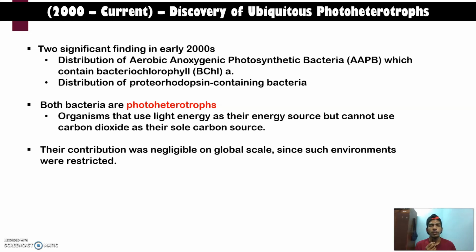Next, the discovery of ubiquitous photoheterotrophs. Photoheterotrophs are organisms which can use light as their energy source, but they cannot use carbon dioxide as their sole carbon source. There are two significant findings in the early 2000s. The first is the AAPB, the aerobic anoxygenic phototrophic bacteria, which contain bacteriochlorophyll A, and the second is the distribution of proteorhodopsin containing bacteria. So, what are those?